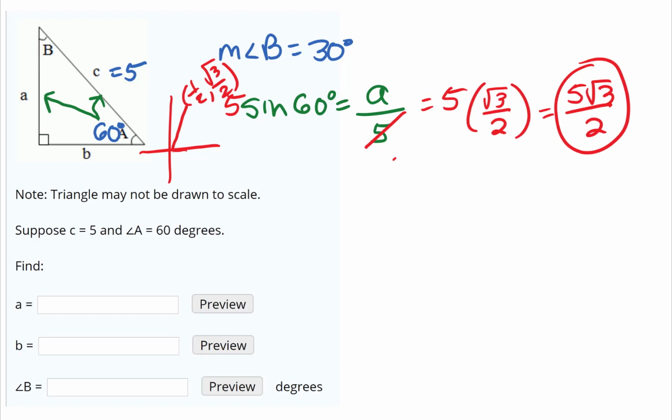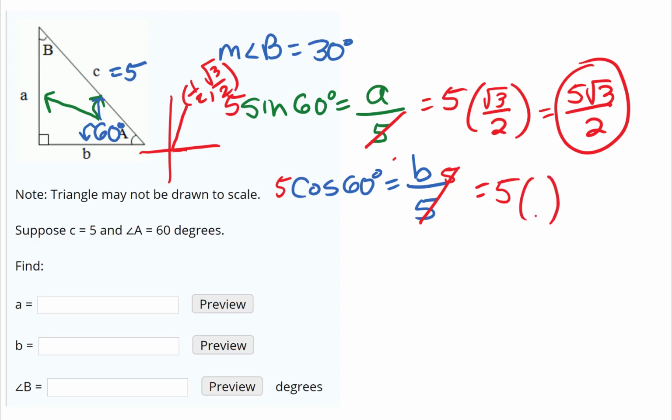Now let's go ahead and find side B. Side B, compared to the 60-degree angle, is adjacent, and then I'll put it over hypotenuse. So that's going to be cosine of 60. That's going to equal adjacent, which is B, over hypotenuse, which is 5. We'll multiply both sides by 5, clear the fraction. So B equals 5 times the cosine of 60. Well, the cosine is the x value on the unit circle there. That's 1/2. So this side B is going to be 5/2.